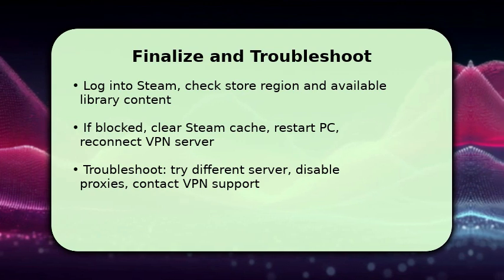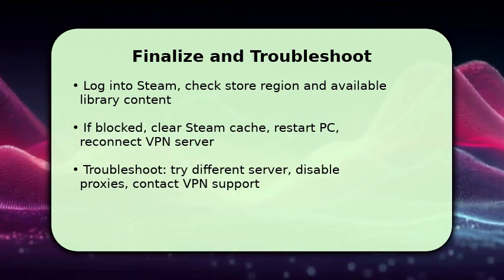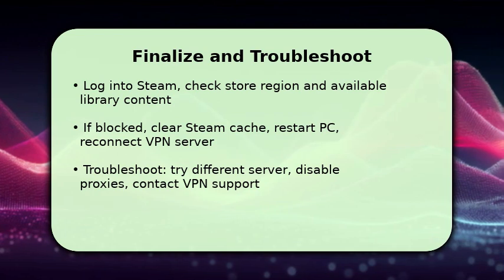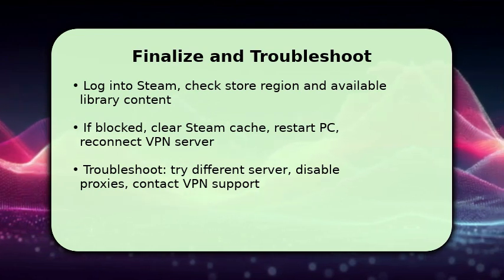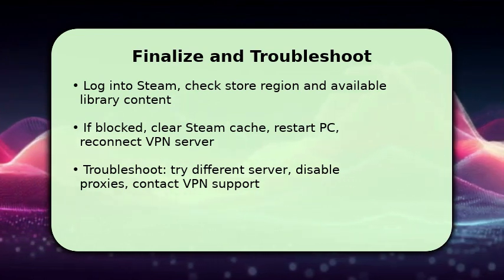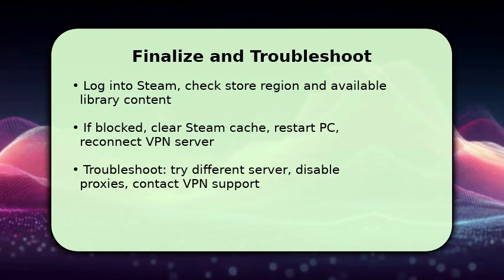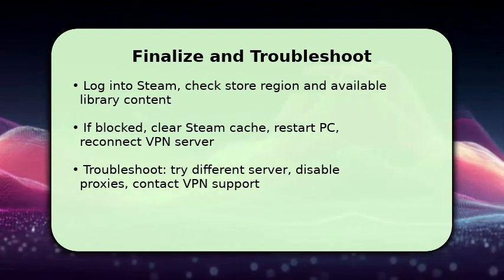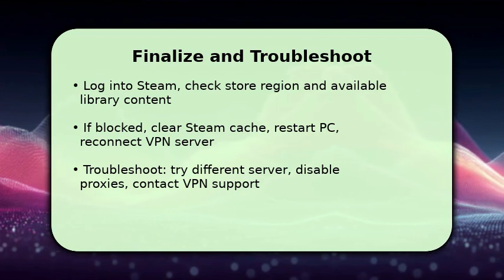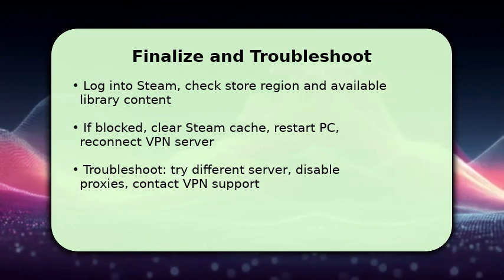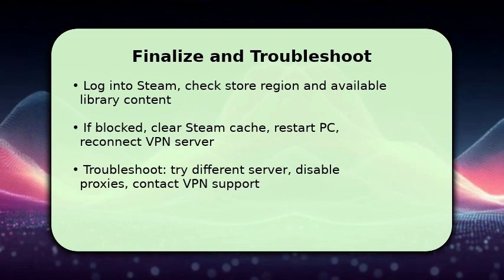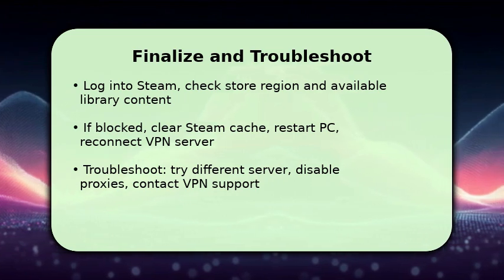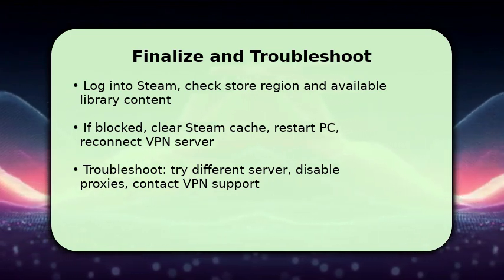If Steam blocks access or shows errors, clear the Steam download cache, fully restart your PC, then reconnect to a different VPN server. If problems persist, disable any system proxy, verify the kill switch isn't blocking traffic, and contact your VPN support. One key troubleshooting tip: try a server in the same country, but a different city to bypass rate limits or bans. Thanks for watching.